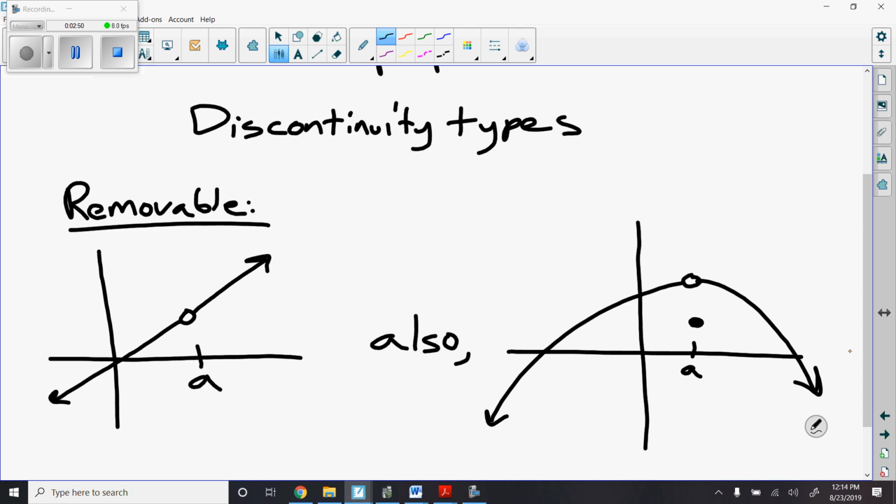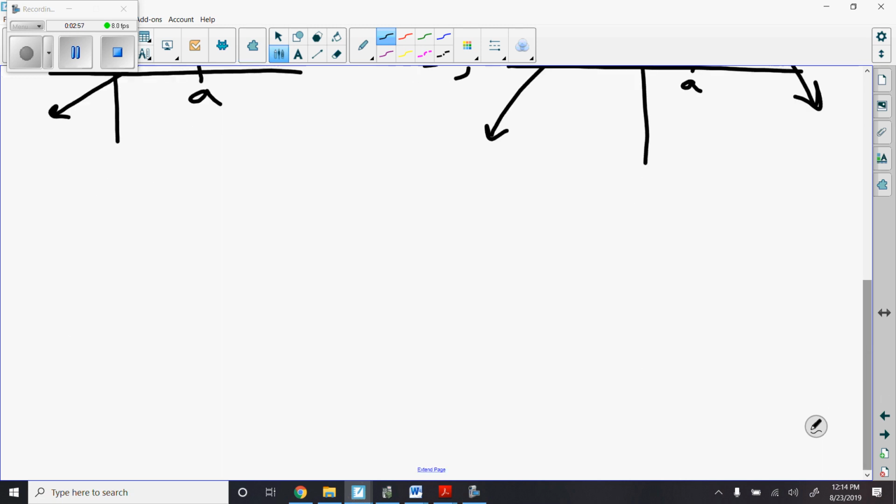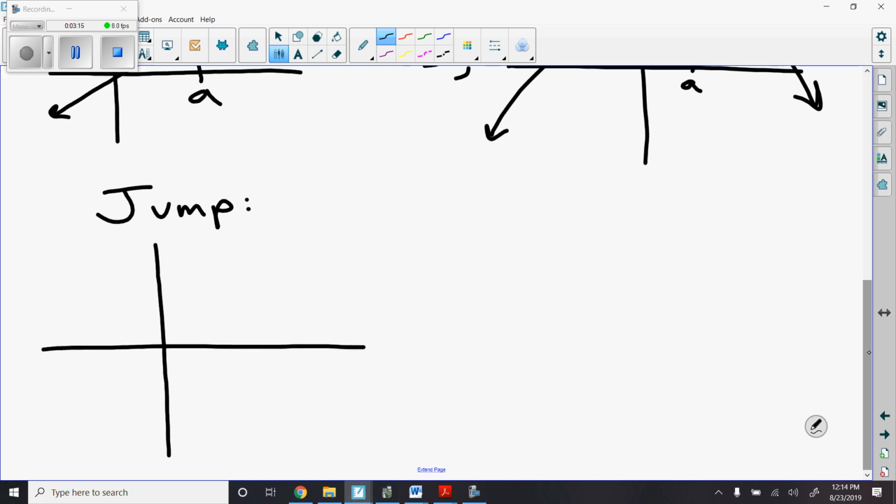Let's take a look at the second type. The second type is jump discontinuities. And you can probably anticipate what we're going to see on a jump discontinuity. That's one example of a jump discontinuity. Here's another one.